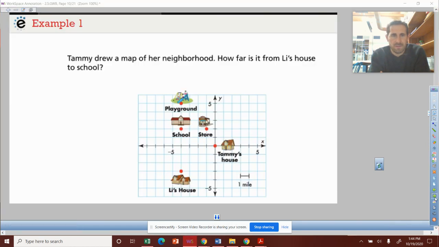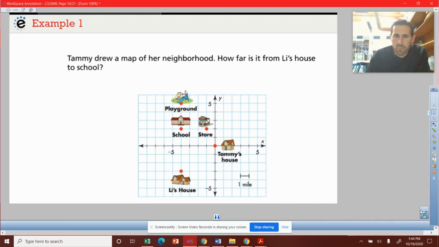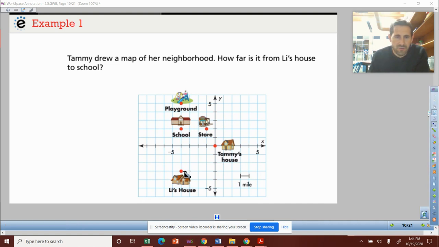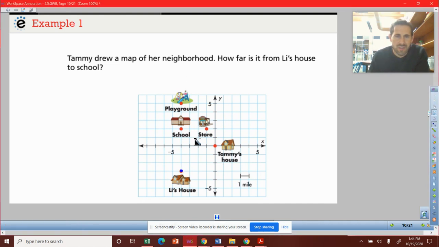Example number one. Tammy drew a map of her neighborhood. How far is it from Lee's house to school? So what they're asking us, you can see there's the house. It's here at this point. And then there's the school. How far away are these from each other?